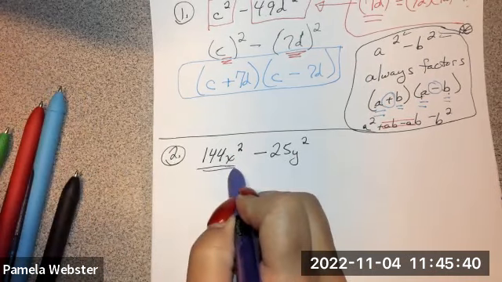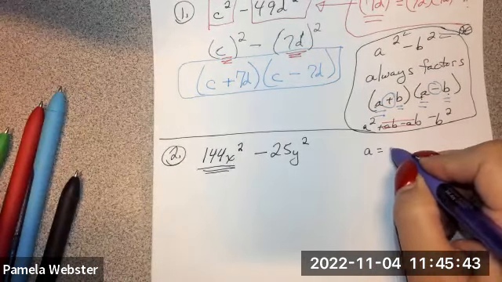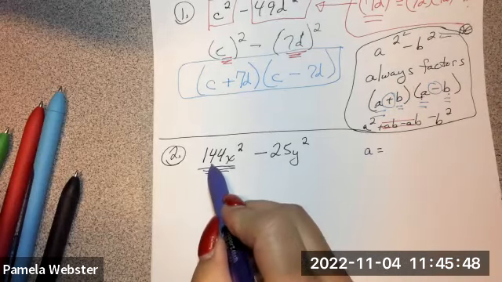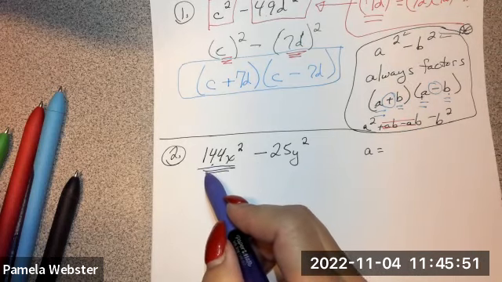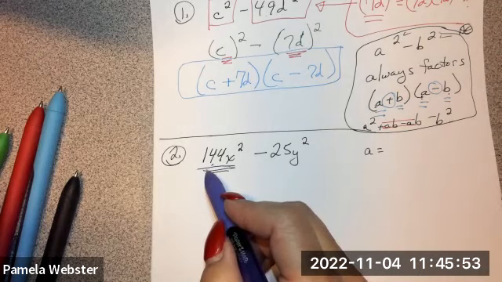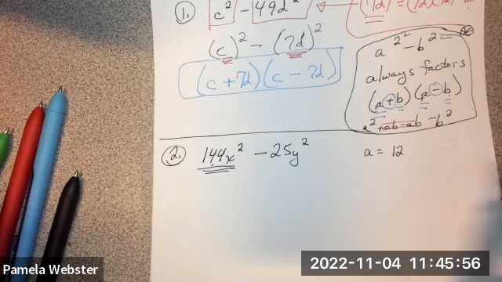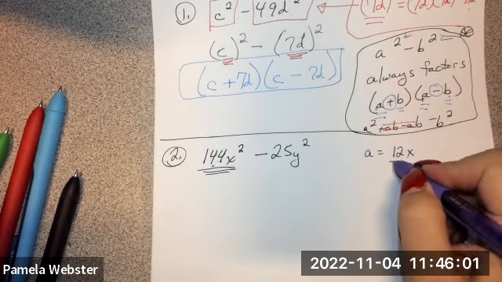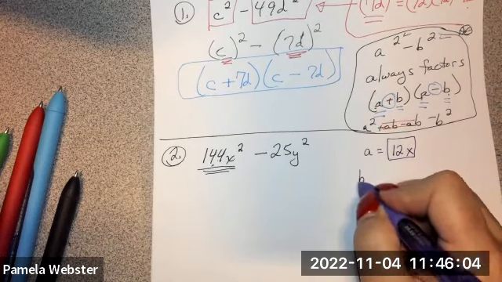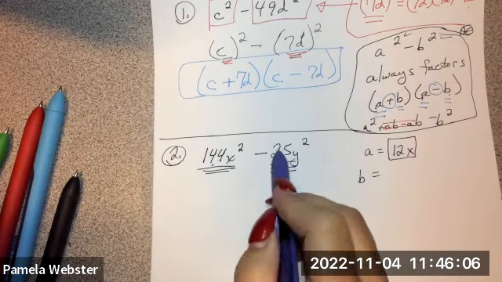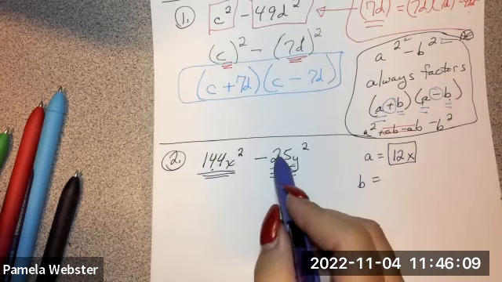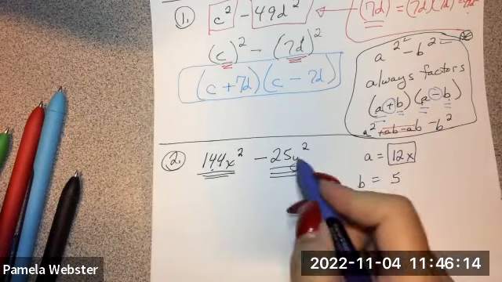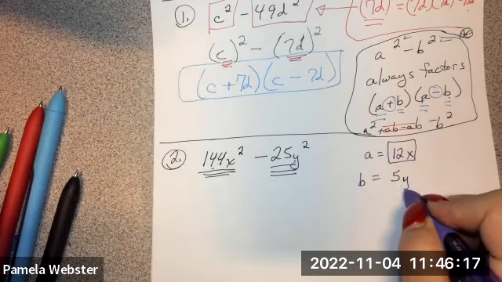So this guy, the first term, my a that is being squared here, if I want to go back to this format we had before, I've got something times itself gives me 144. Well, the square root of 144 is 12, right? So you can double check: 12 times 12 gives you 144. And then we know that x is being squared. So the a here is going to be 12x, and the b is in this term. And again, we look at it. What is being multiplied by itself to give me 25? Well, 5 times 5 gives me 25, right? And then the y is also squared.